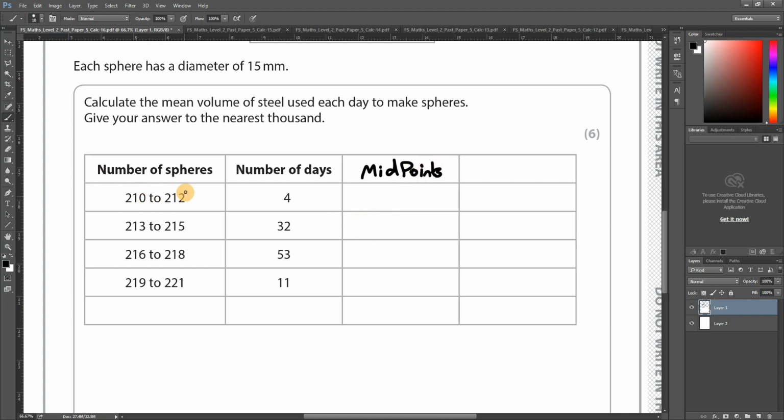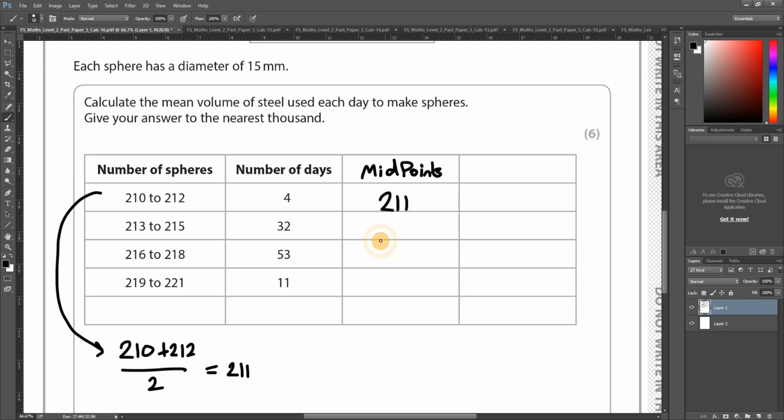So the midpoint is what's between 210 and 212. Well, you could add them together and halve it, and let's put that in the calculator, and you should get 211. Hopefully you've seen what the next ones should be then. If that's 211, that must be 214. Between these two must be 217, and between these two should be 220.